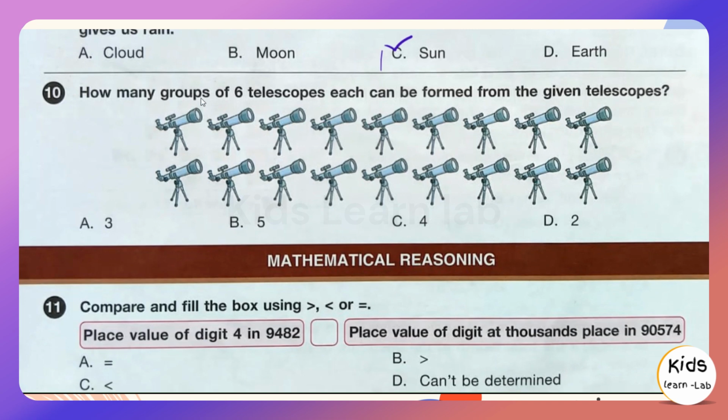10th question, how many groups of 6 telescopes each can be formed from the given telescopes? So here it is given that one group is equal to 6 telescopes. So we are supposed to find out how many such groups are formed from the given telescopes. So 1, 2, 3, 4, 5, 6. So this is the first group.